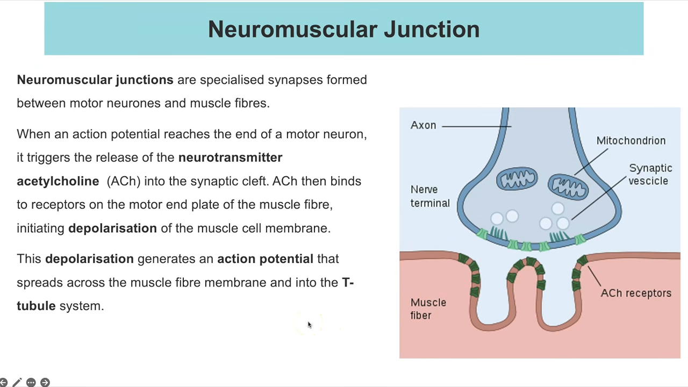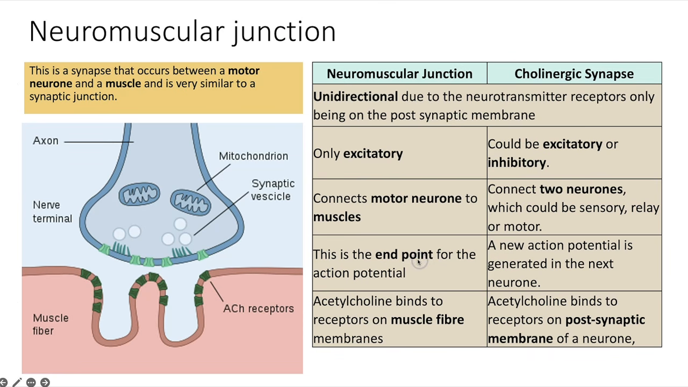This depolarization generates an action potential that spreads across the muscle fibre membrane and into tubes known as T-tubules, and it gets into the T-tubule system. So you could be asked to compare similarities between a neuromuscular junction and a cholinergic synapse. So here is our comparison.